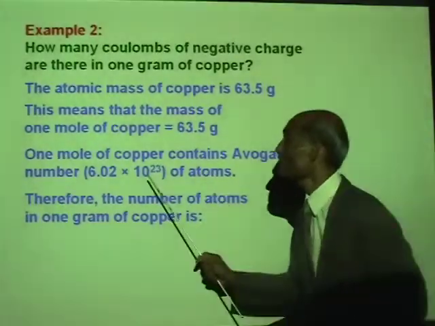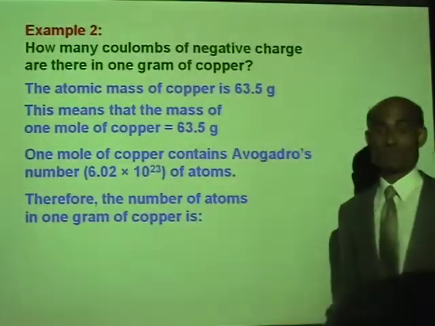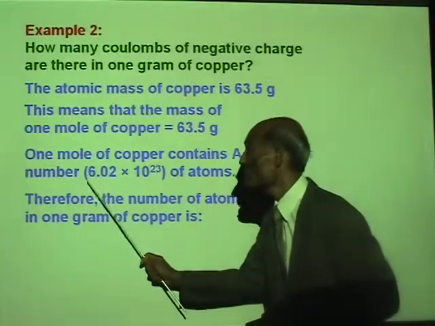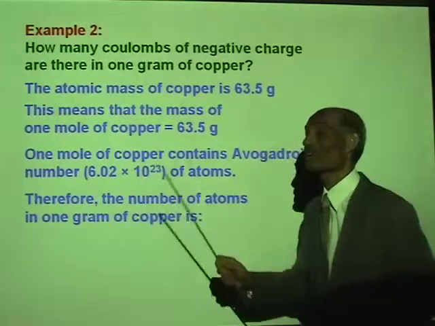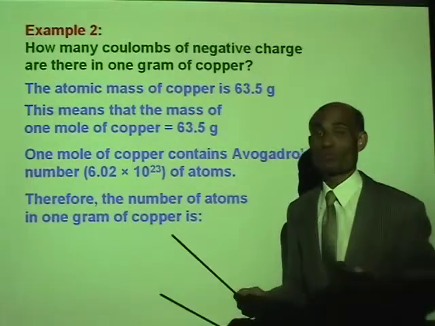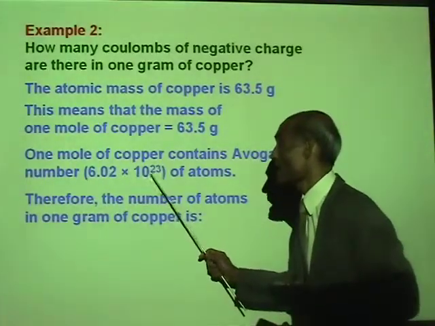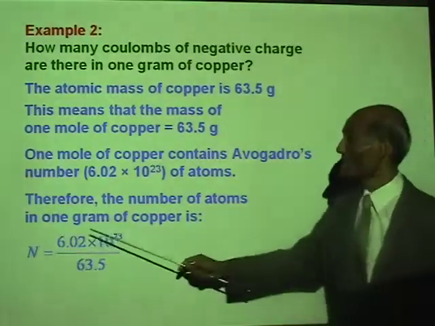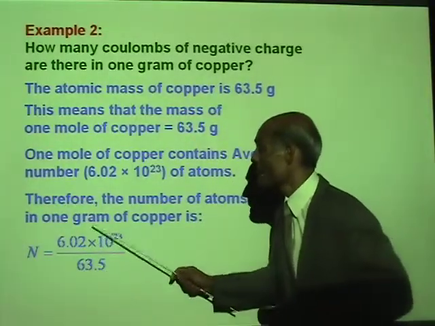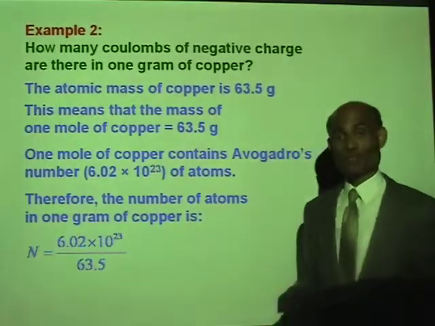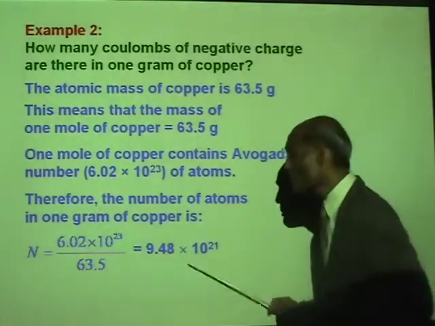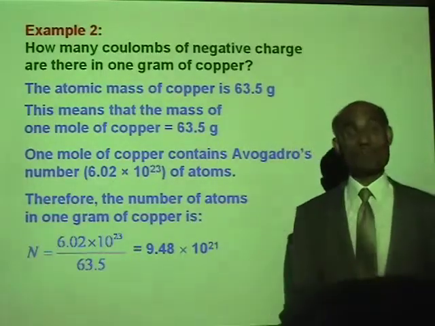Therefore, can you tell me, what is the number of atoms in 1 gram of copper? So look at this again. 63.5 grams of copper contains 6.02 times 10 to the 23 atoms. Therefore, how many atoms are contained in 1 gram of copper? Divide the total number of atoms by the total mass. That gives me 9.48 times 10 to the 21. There are so many atoms in 1 gram of copper.